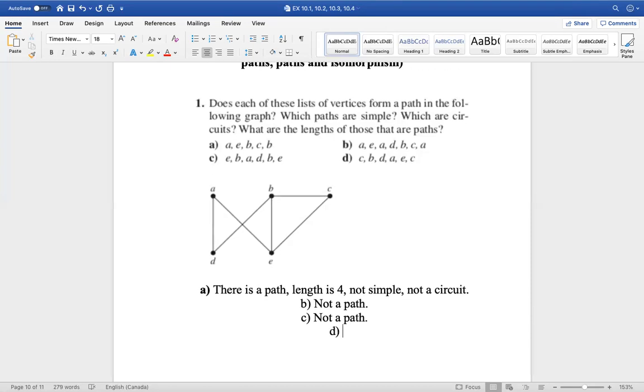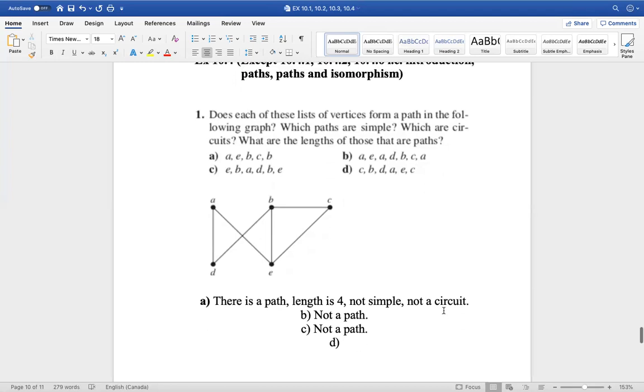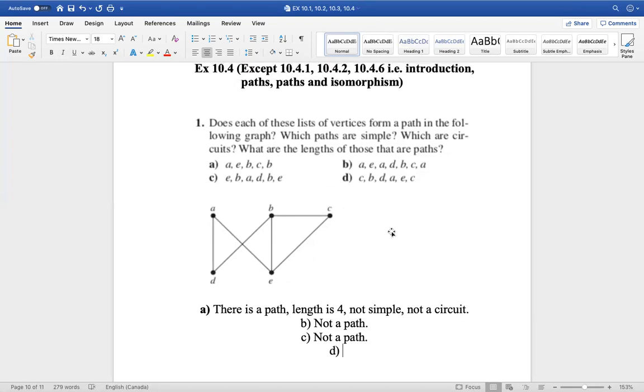Now part D. We have the starting node as C. We start at C, and then we go to node B. Then from B, we went to node D. Then from D, we went to node A. And then we went to E, and then we get back to C. Now we see that there is a path.